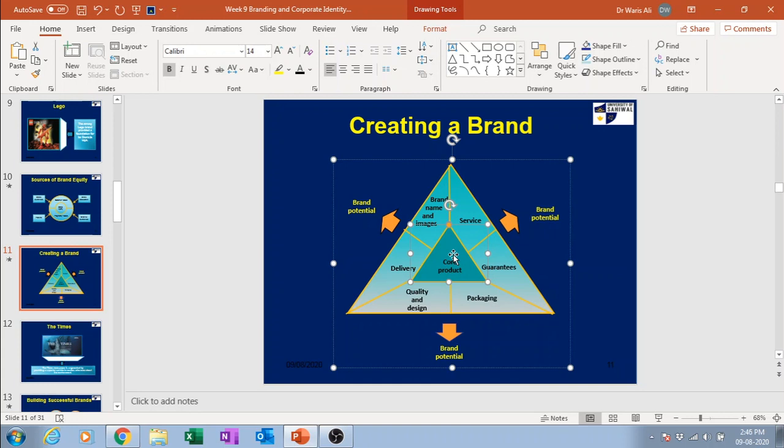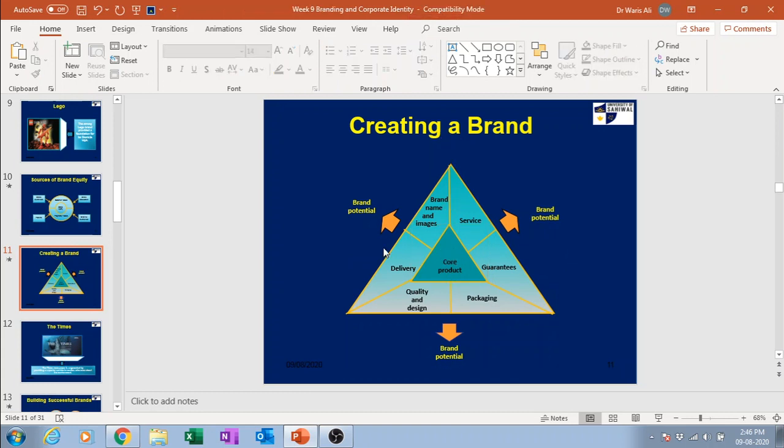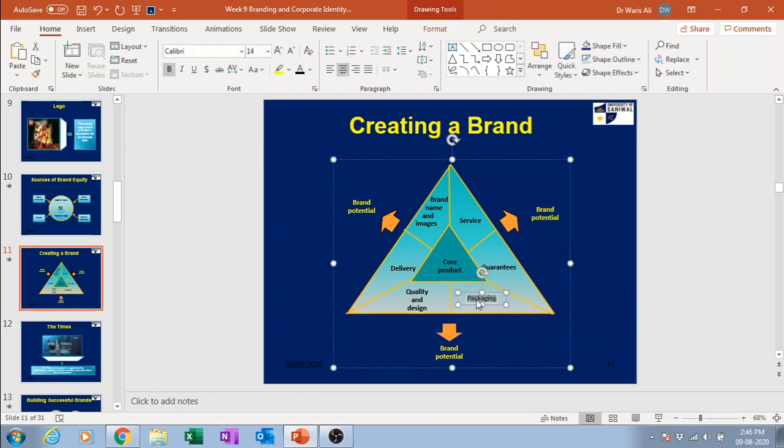Now remember my words. Firstly, decide the name of the brand and decide its images, just like Pepsi. Then try to offer better services. Offer a guarantee to your customers that if it doesn't work, okay, come to us, we will replace the product. Offer a guarantee. Offer very good, attractive packaging. Quality and design must be excellent. Try to ensure better delivery services.